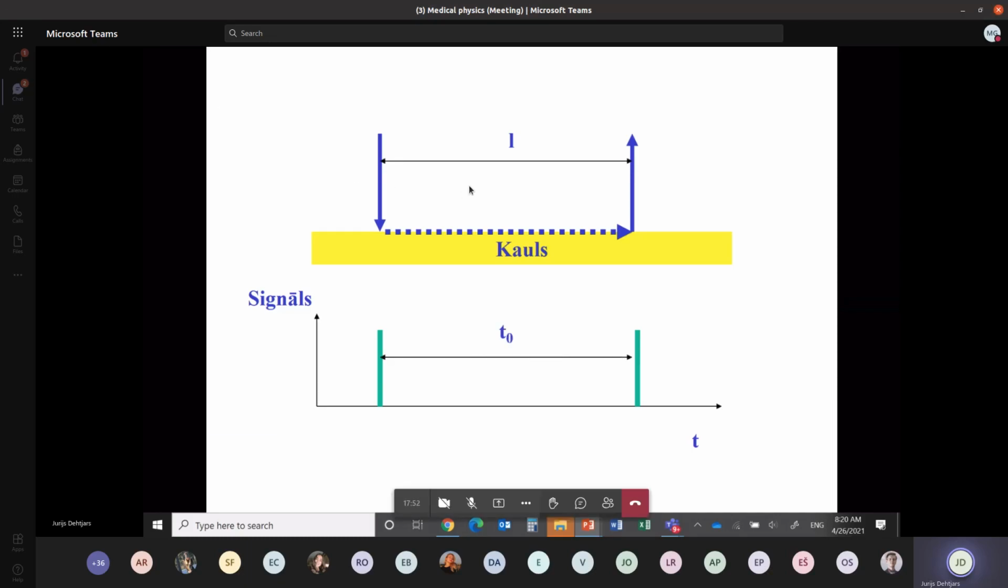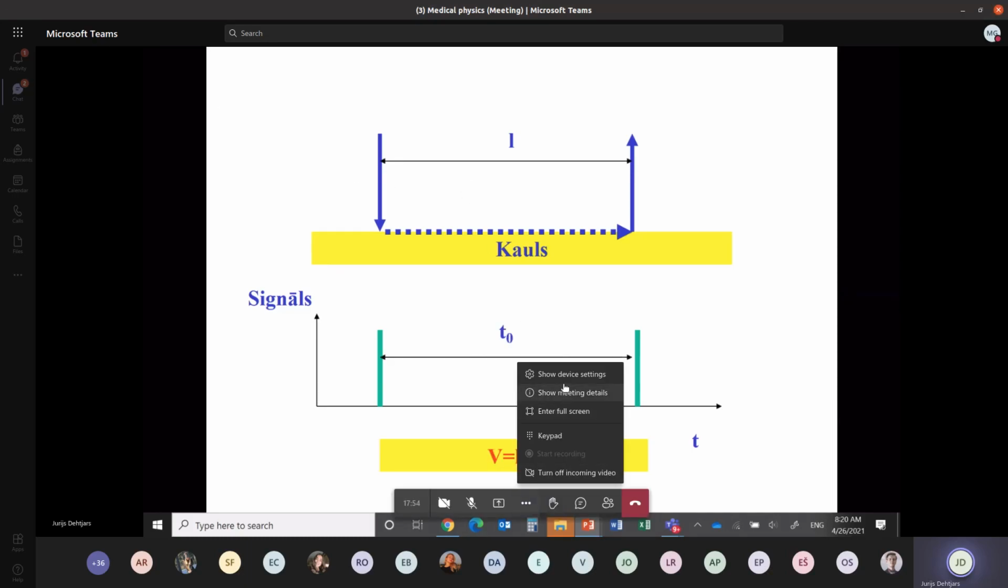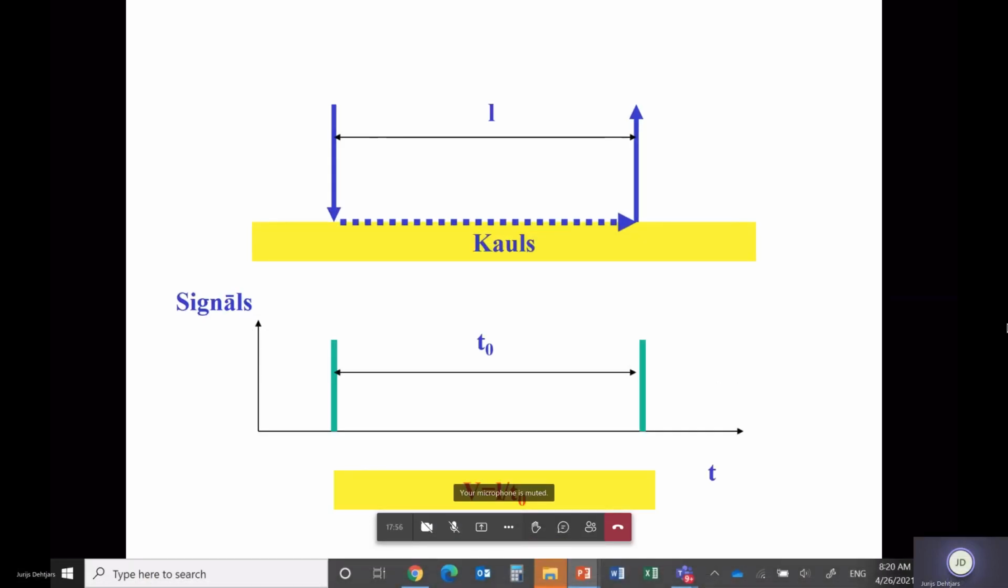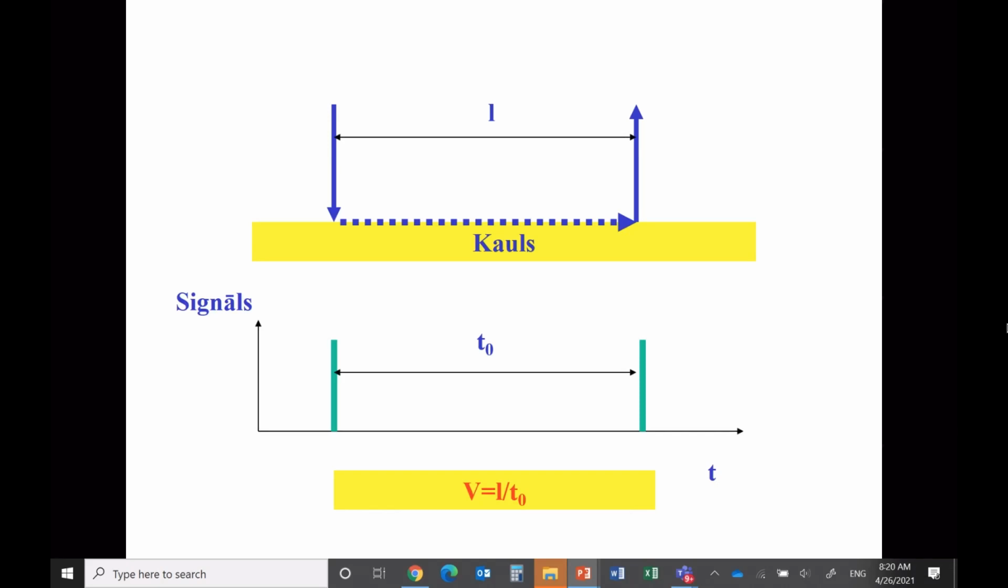If so, we can measure the propagation velocity. But this propagation velocity of the sound is directly connected to the Young modulus, the coefficient K. So that is why we are able to identify this coefficient.